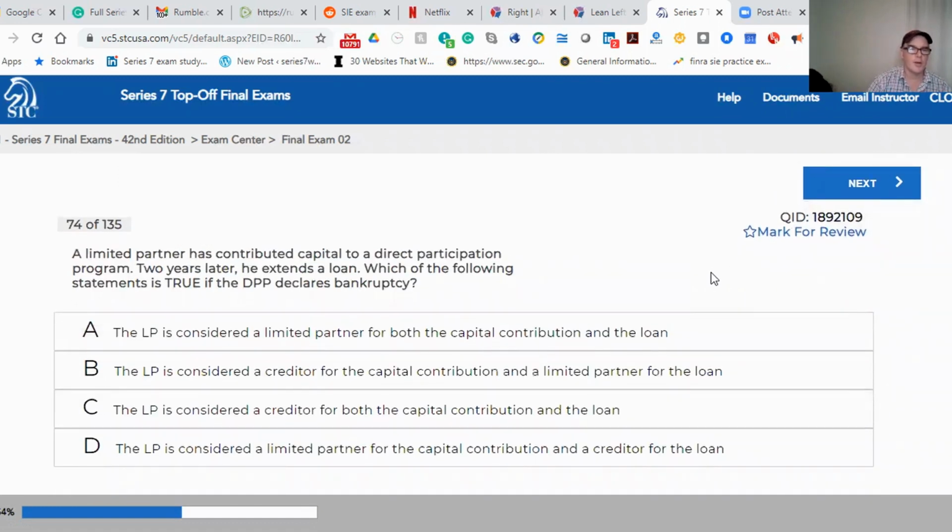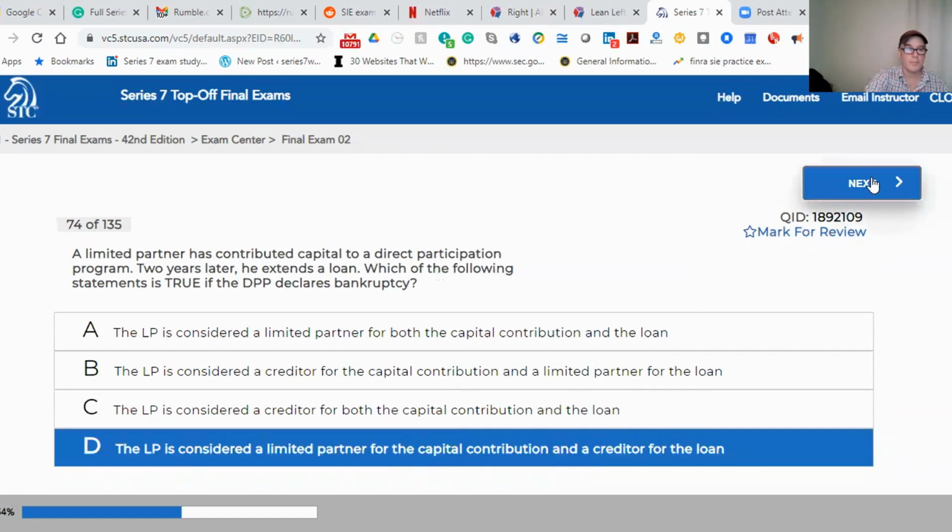74. A limited partner has contributed capital to a DPP. Two years later, he extends a loan. Which of the following statements is true if the DPP declares bankruptcy? The LP is considered a limited partner for both the capital contribution and the loan. The LP is considered a creditor for the capital. Hold on. No, the LP is considered a creditor for both? Okay. So if I'm an LP and I lend money to the limited partnership, the money I put in, I'm losing because I'm a partner. But the money I lent them, I am a creditor and they have to pay me. That better be right.